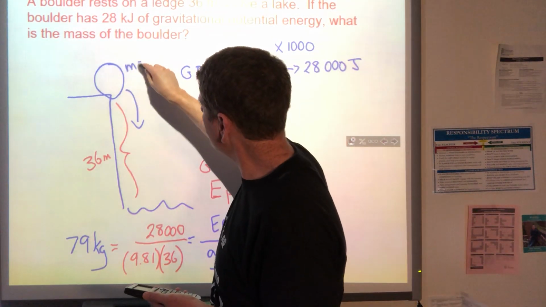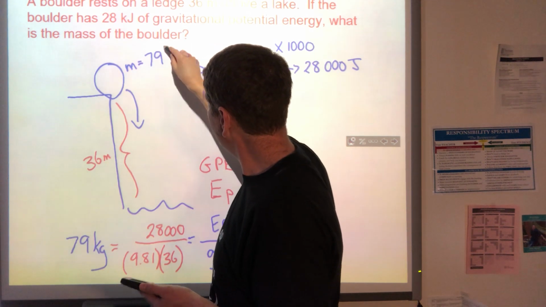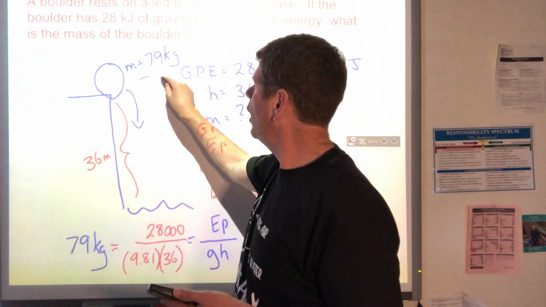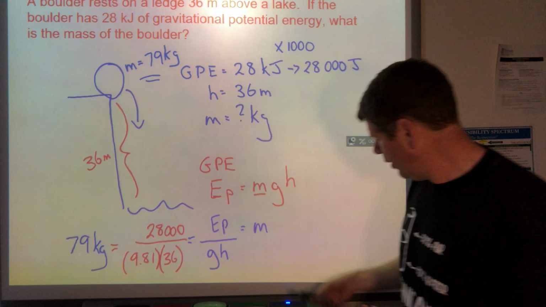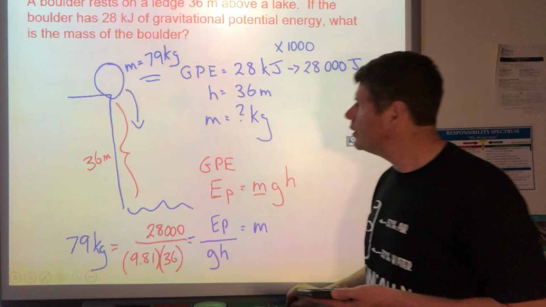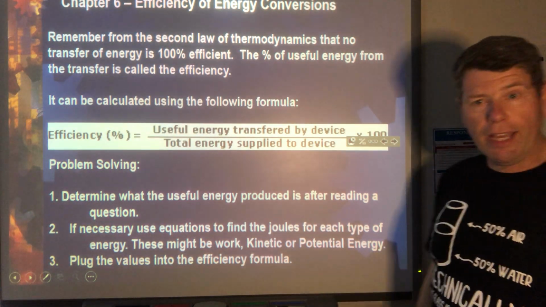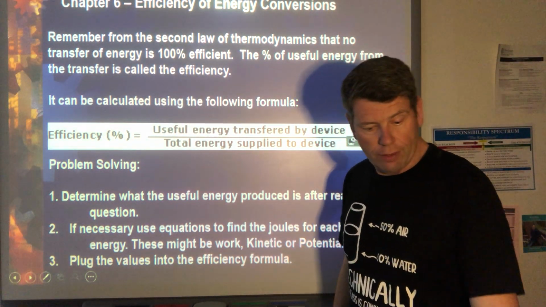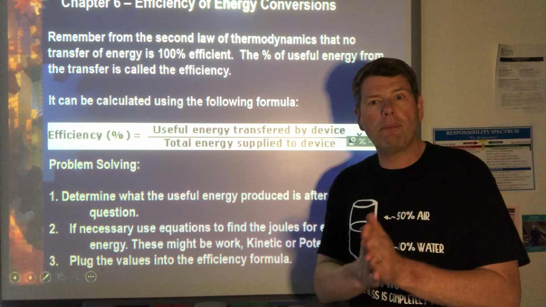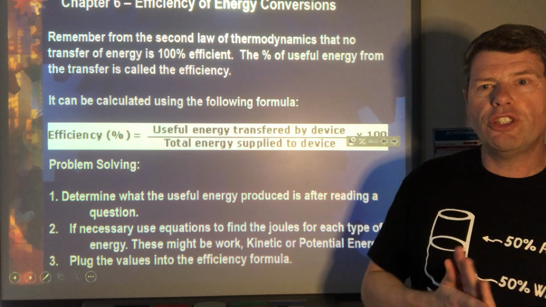We find the mass of this boulder sitting on the ledge waiting to fall on some unsuspecting canoeist that's on the lake. All right, so you better be careful. Okay, so that's that kind of a problem. And that's the end of chapter 5, guys. So again, happy calculating of gravitational potential energy.